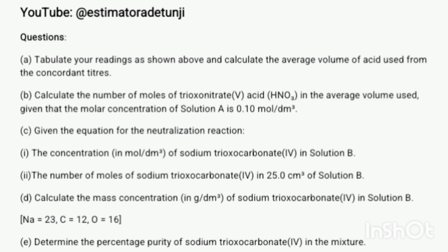Under that equation, we have: one, calculate the concentration in mole per dm³ of sodium trioxocarbonate(IV) in solution B. Two, find the number of moles of sodium trioxocarbonate(IV) in 25 cm³ of solution B. Question D says we should calculate the mass concentration in gram per dm³ of sodium trioxocarbonate(IV) in solution B, given the atomic masses: sodium 23, carbon 12, and oxygen 16. And lastly, we are told to determine the percentage purity of sodium trioxocarbonate(IV) in the mixture. These are the questions we want to solve right now in this episode of Titration NECO 2025. Now here we go.